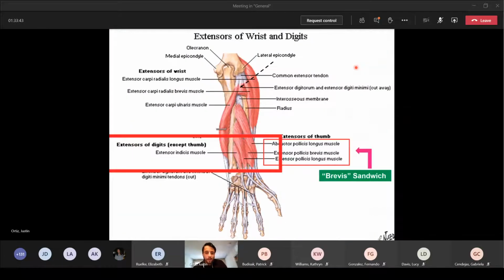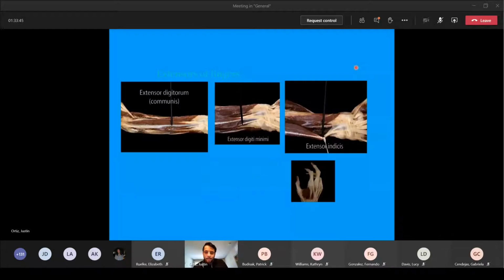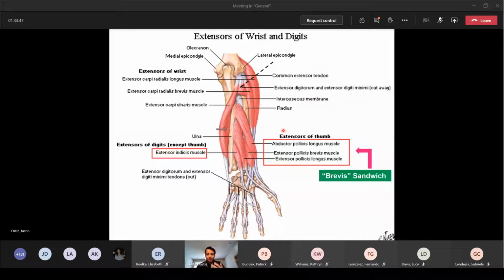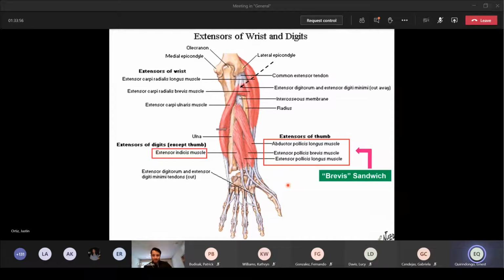Okay, so let's see. Oh, okay. So yeah, we talked about most of these. Remember, this is our anatomical snuff box right here. Here's our question. Is there a question? Oh, okay. So here's going to be our anatomical snuff box. This is the brevis sandwich, right? The brevis sandwich, which is going to be, I think somebody's mic's on.